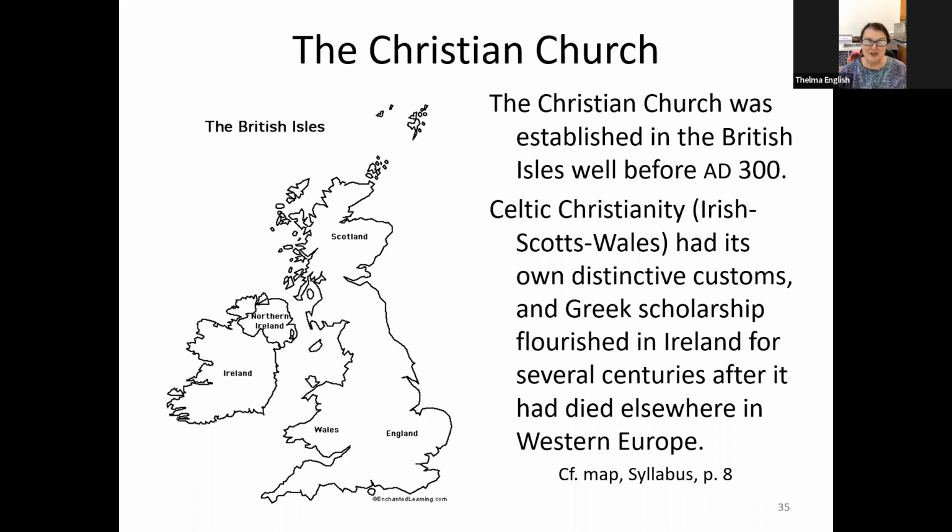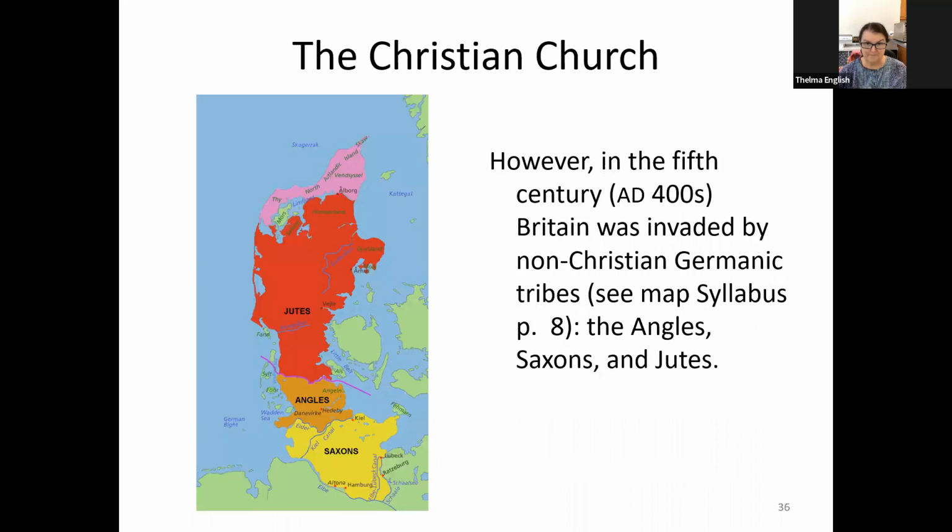So the Christian church was established in the British Isles well before AD 300. And so while the world was still pagan, the Christian church was in these British Isles. Celtic Christianity, depending on your teacher, these are the Irish, the Scots, and Wales, as depicted on this map, had its own distinctive customs. And Greek scholarship flourished in Ireland for several centuries after it had died elsewhere in Western Europe.